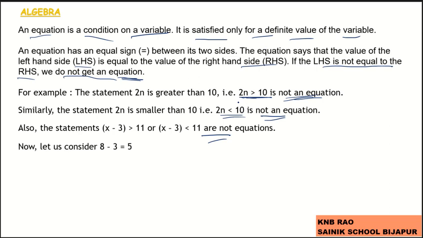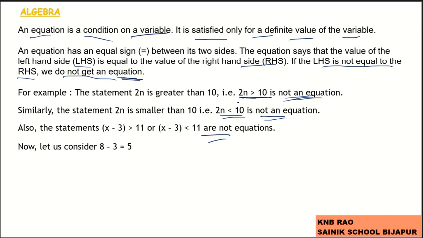Next, you may get a doubt: suppose 8 minus 3 is equal to 5. Yes, 8 minus 3 is 5 and the right hand side is also 5, and there is an equal sign. This is a truthful statement. It is a statement of equality, and a truthful statement of equality. But can I call this an equation? Do you get this doubt or not?